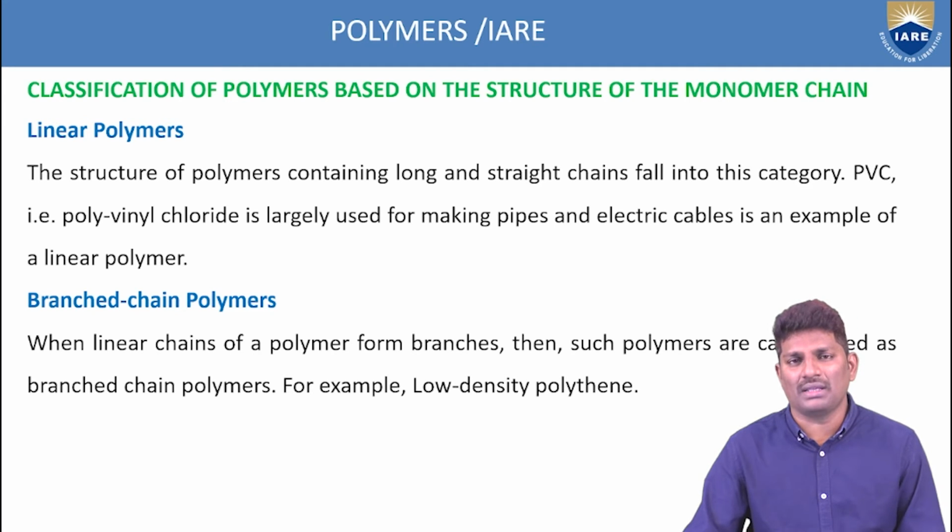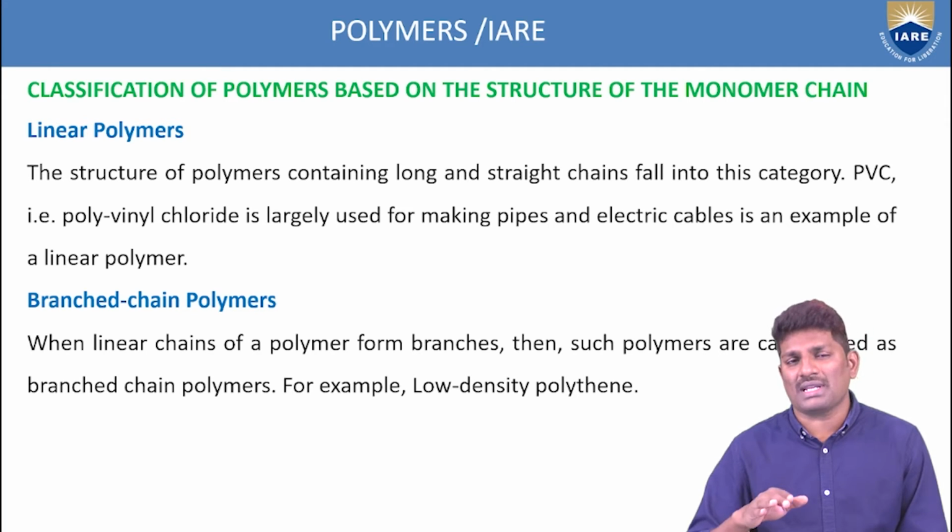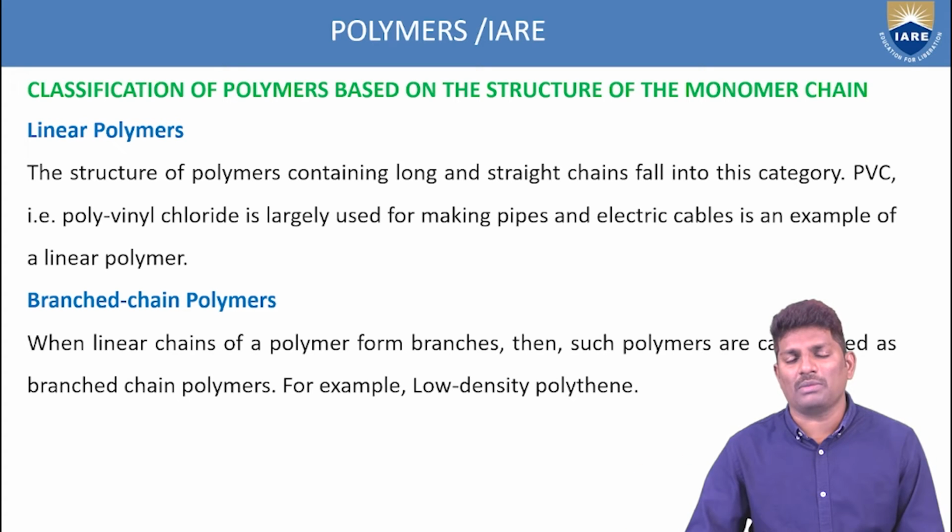And coming to the branch chain polymers, what is happening here? When a linear polymer is formed and slowly transforms into some branched structure, those types of polymers come under the branch chain polymers. Here low density polyethylene is one of the best examples to describe the branch chain polymers.